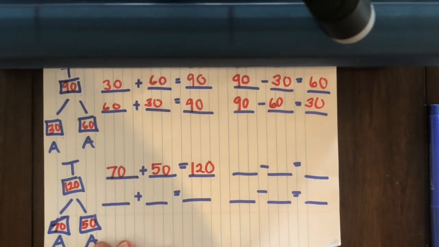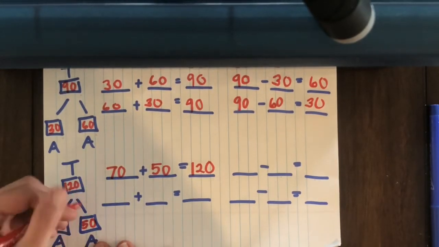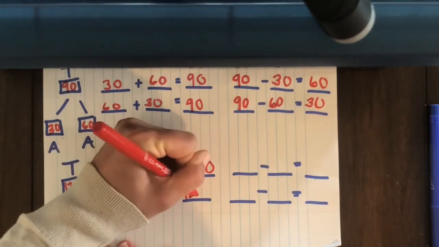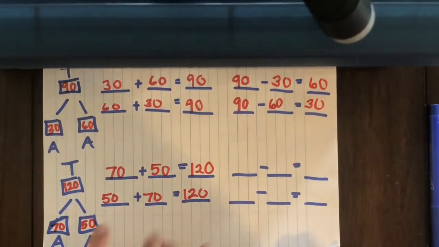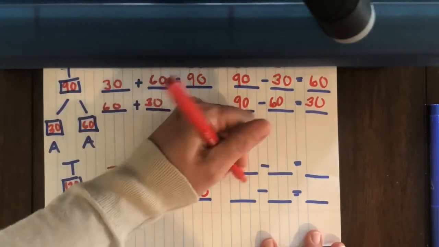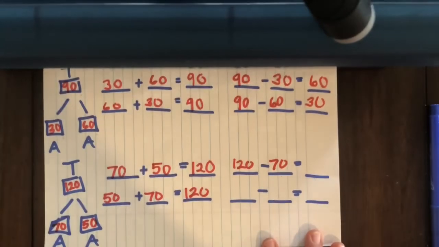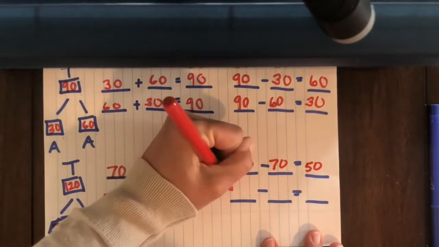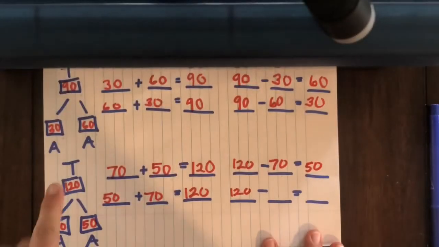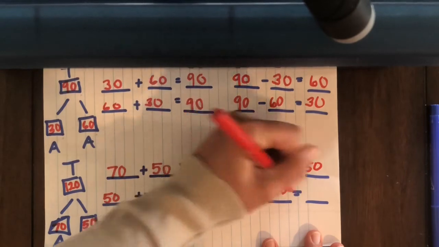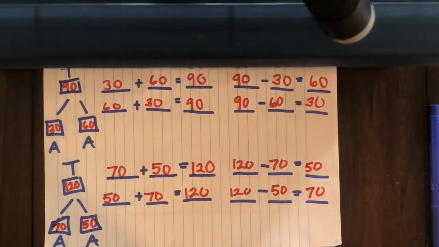And then because of the commutative property, I can switch the order. 50 plus 70 equals 120. Then in my subtraction equations, the total comes first. 120 minus 70 equals 50. And once again, subtraction, total comes first, which is at the top here. 120 minus 50 equals 70.